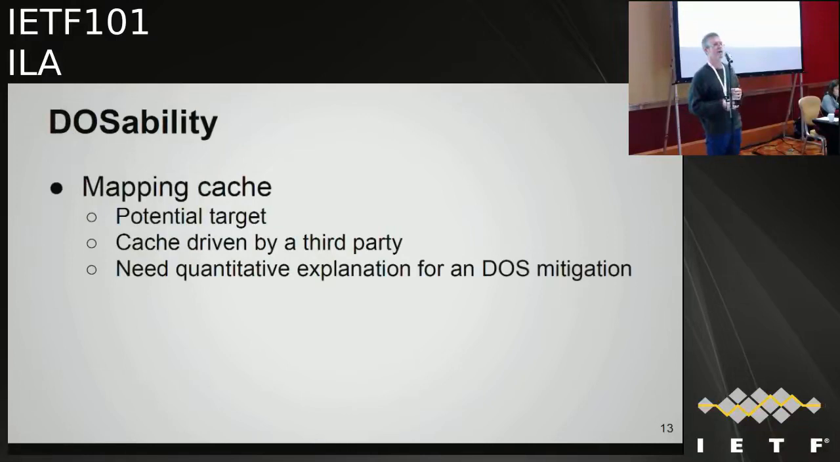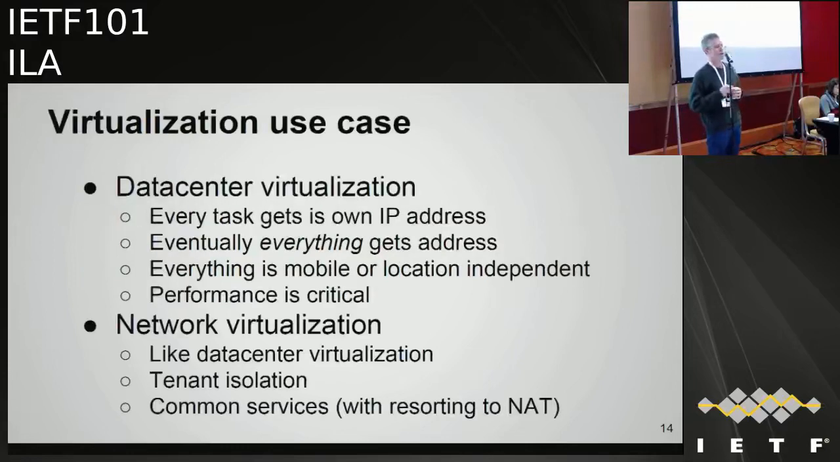DOSability, I mentioned, and so I think this is going to have a lot to do with the mapping cache. If we have a cache in a public network, it will be a target of attack, especially if it's being driven by third-party activities. So this is one thing we need to do. My recommendation is to have quantitative explanations of why a DOS mitigation works, and hopefully that kind of narrows down some of the issues.